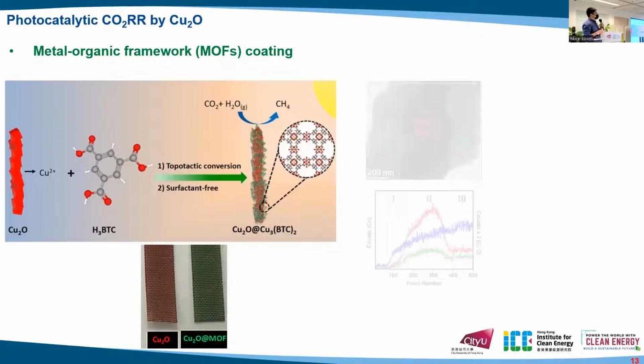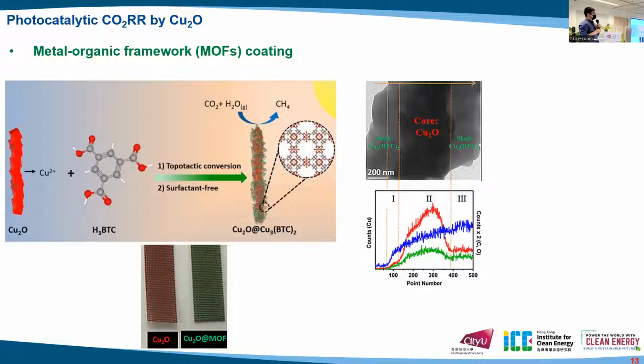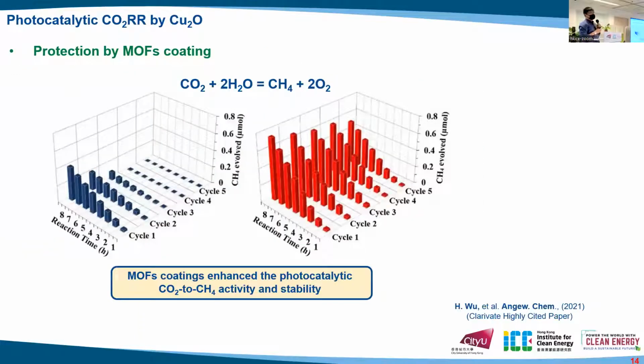And from the TEM image and the corresponding EDX line scan results, we can notice that we have successfully synthesized the core-shell nanostructure with cuprous oxide as the core and the copper MOF as the shell. Upon doing that, we applied our photocatalyst for the carbon dioxide reduction reaction. And we found that the MOF coating can significantly enhance the photocatalytic carbon dioxide to methane activity, with around 2.5 times enhancement.